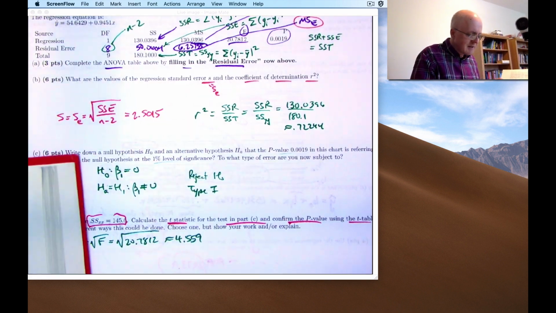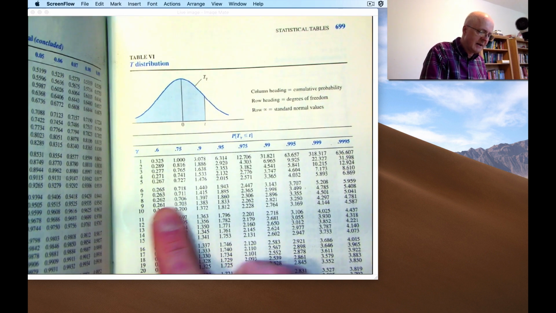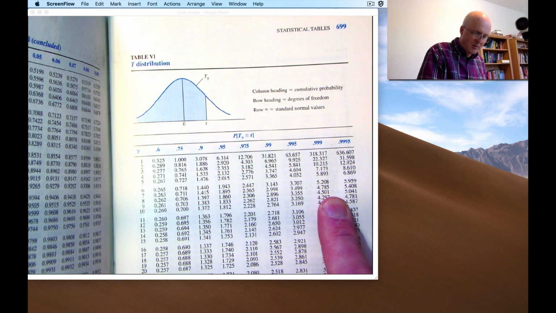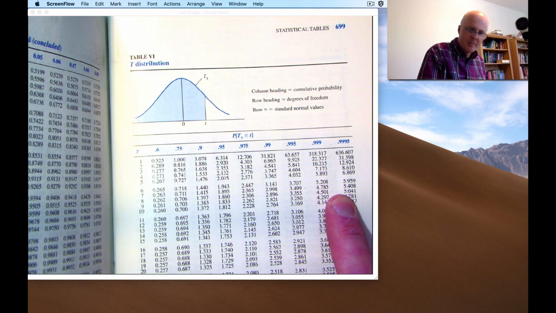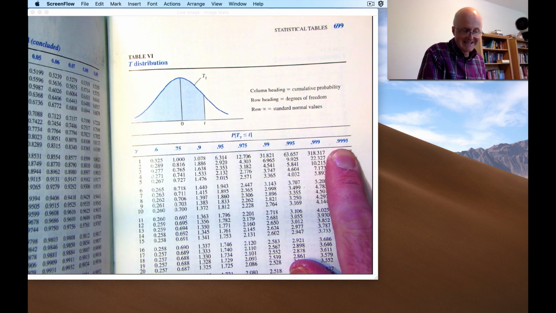The t-statistic is 4.559. On the 8 degrees of freedom line, it's bigger than all the numbers past this point. It's between these two numbers. So therefore, the one-tailed p-value would be between 1 minus this number and 1 minus that number.